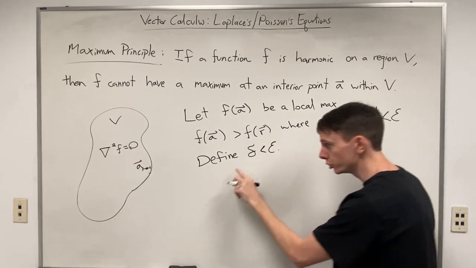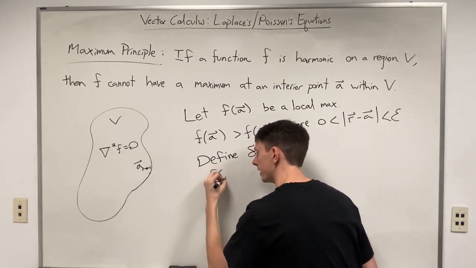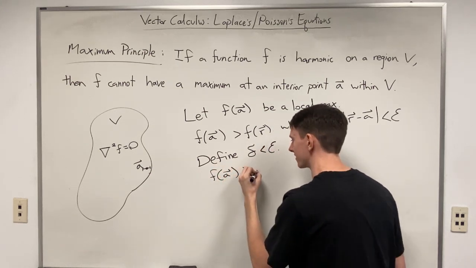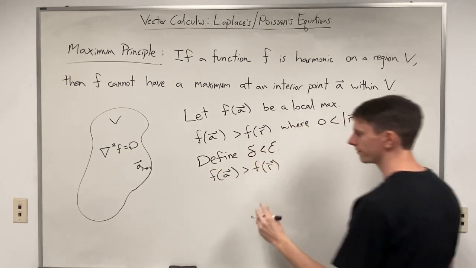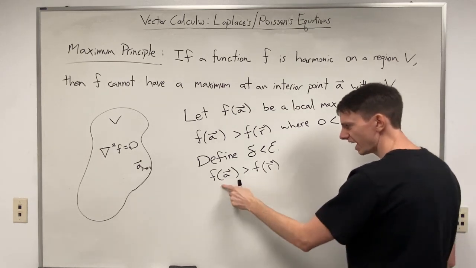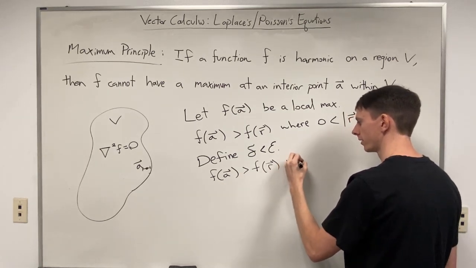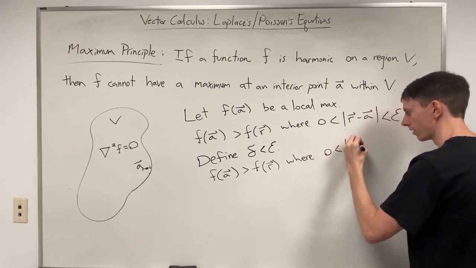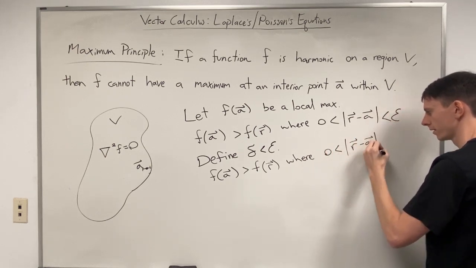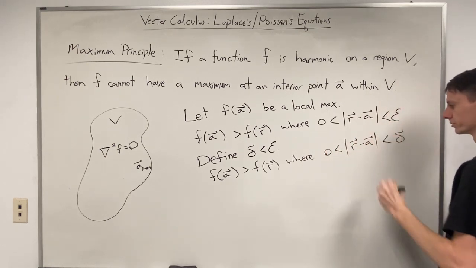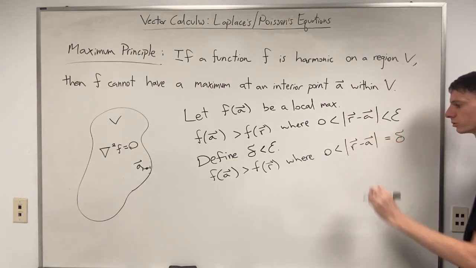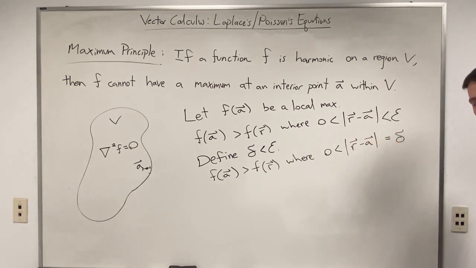Now, if we define this new neighborhood, delta, then in this neighborhood we would have this statement: f of A is still greater than f of R. But now, rather than saying 0 is less than R minus A is less than delta, I can replace this less than sign with an equal sign, right?